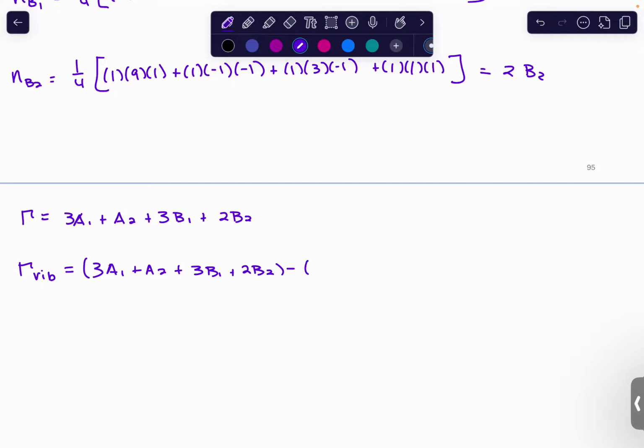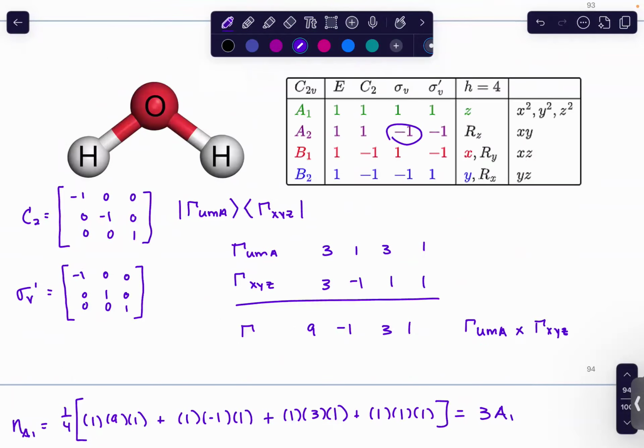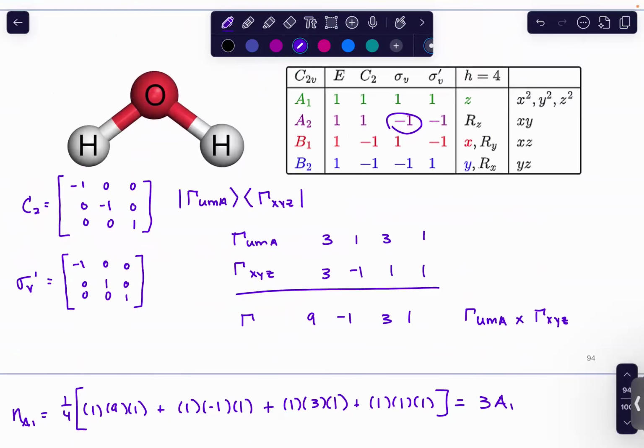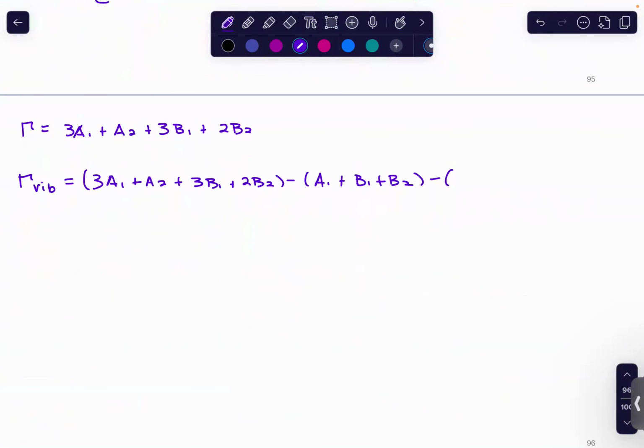Now I'm going to subtract off the translation, which is going to be A1, B1, B2. And then subtract off the rotation, A2, B1, B2. This gives me a vibrational gamma of 2 A1 plus B1, which gives us our 3 IR active vibrations of water. So kind of a long process, but it does help.